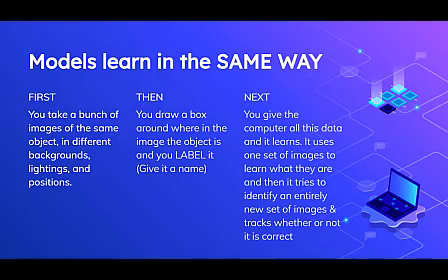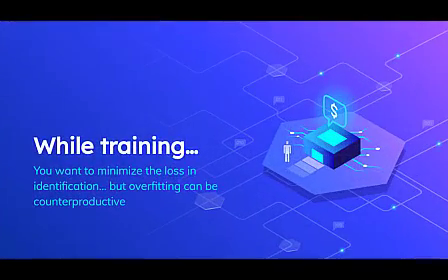Next, you give the computer all of this data and it learns. It uses one set of images to learn what they are and then tries to identify an entirely new set of images to track whether or not it is correct. So while training, you want to minimize the loss in identification, but overfitting can be counterproductive. We'll talk a little bit more about overfitting at the end.